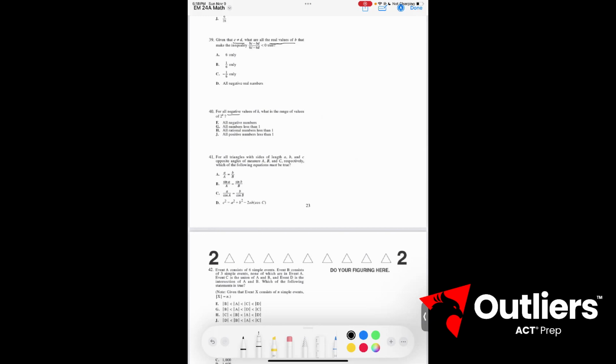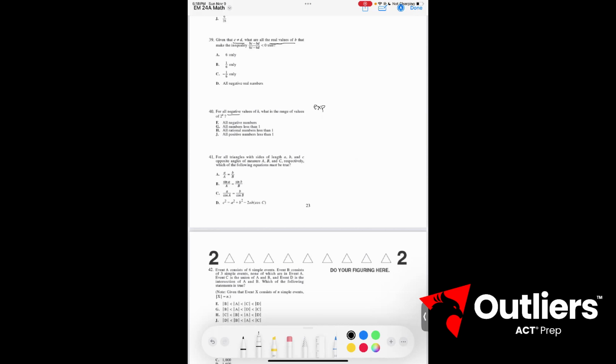Question 40 says, for all negative values of k, what is the range of values of 2 to the k? So this is a question where if you are familiar with exponentials, it's going to be pretty simple. But if you are not, there are a few things that you can learn that are going to make this question very easy. So we will go over those.